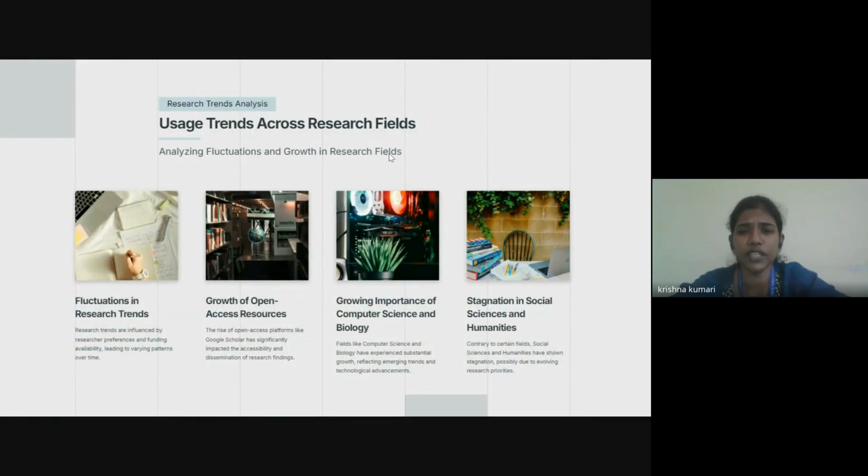So what is the usage of trends across research fields? Currently, researchers are much involved in multidisciplinary and interdisciplinary research, because rather than following a narrow path with the same kind of research, following multidisciplinary and interdisciplinary research will make our research much more fruitful. Right now the importance is growing in computer science and biology, because it is essential for the real world to make our research work more fruitful. By making our research work across fields, we will reach a much wider audience.